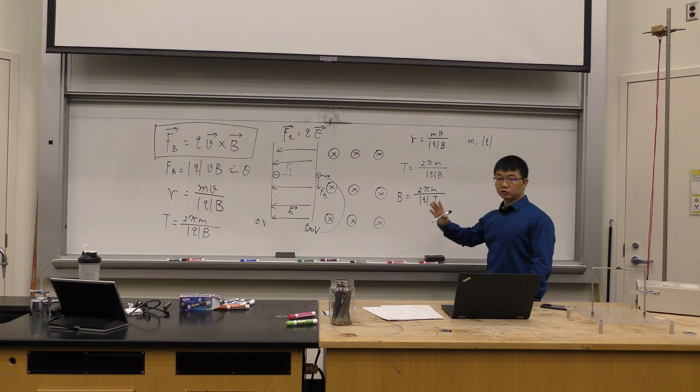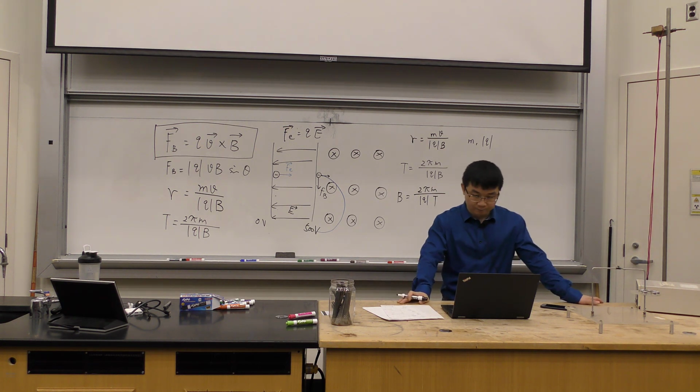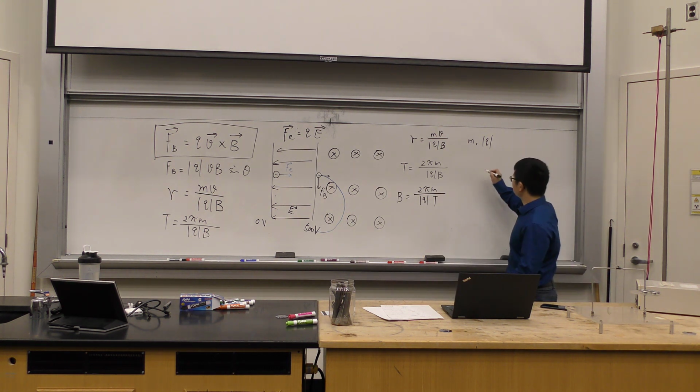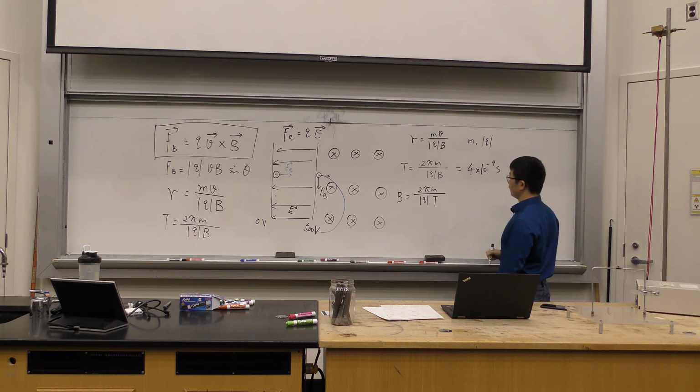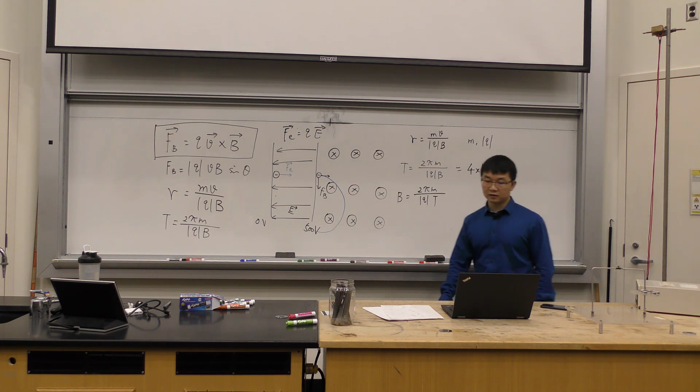Again, mass and charge, you don't need to worry about it. What about the period? Now read this question carefully. Once in the magnetic field, it completes half its revolution in 2 nanoseconds. Half a revolution in 2 nanoseconds. What is the period? 4 nanoseconds, right? So the period is going to be 4 nanoseconds. All right, so now put all the numbers in, you can find the B, right?